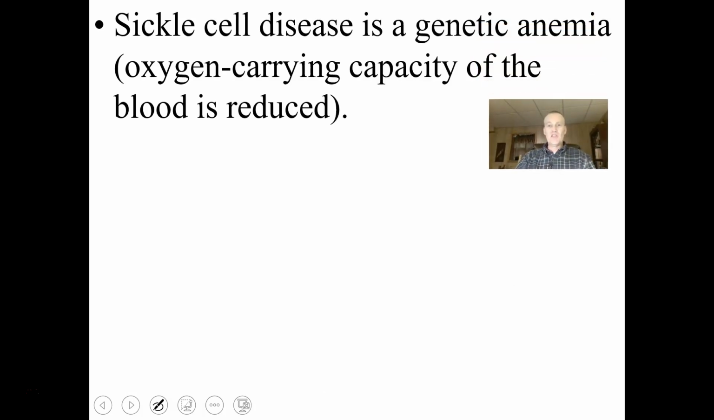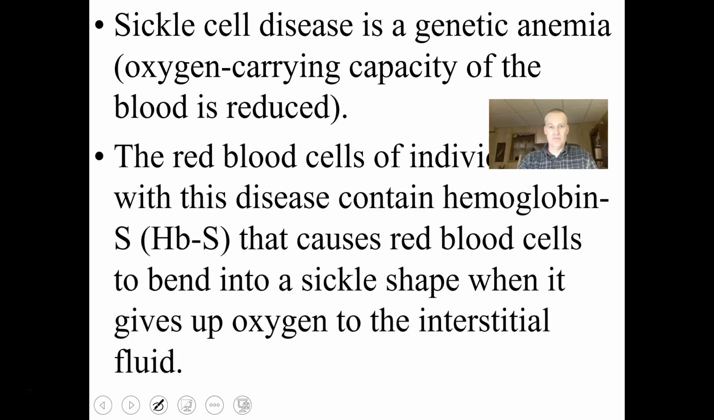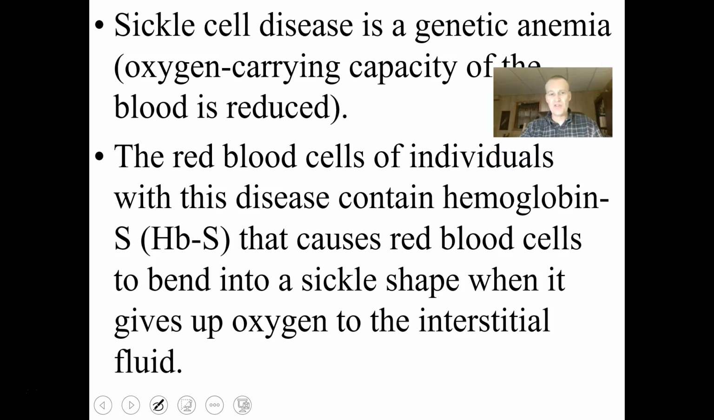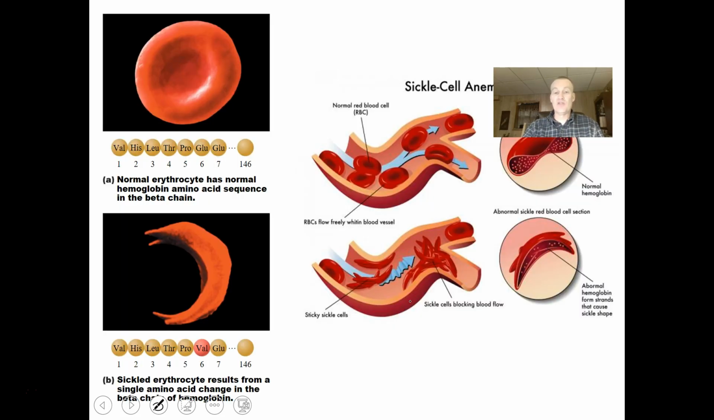Sickle cell disease is a genetic anemia. It basically is an anemia that destroys red blood cells and diminishes the oxygen-carrying capacity of the blood in that particular person. The red blood cells of individuals with this disease carry a mutant form of hemoglobin that causes red blood cells to bend into what we call a sickle shape when they are oxygen stressed.